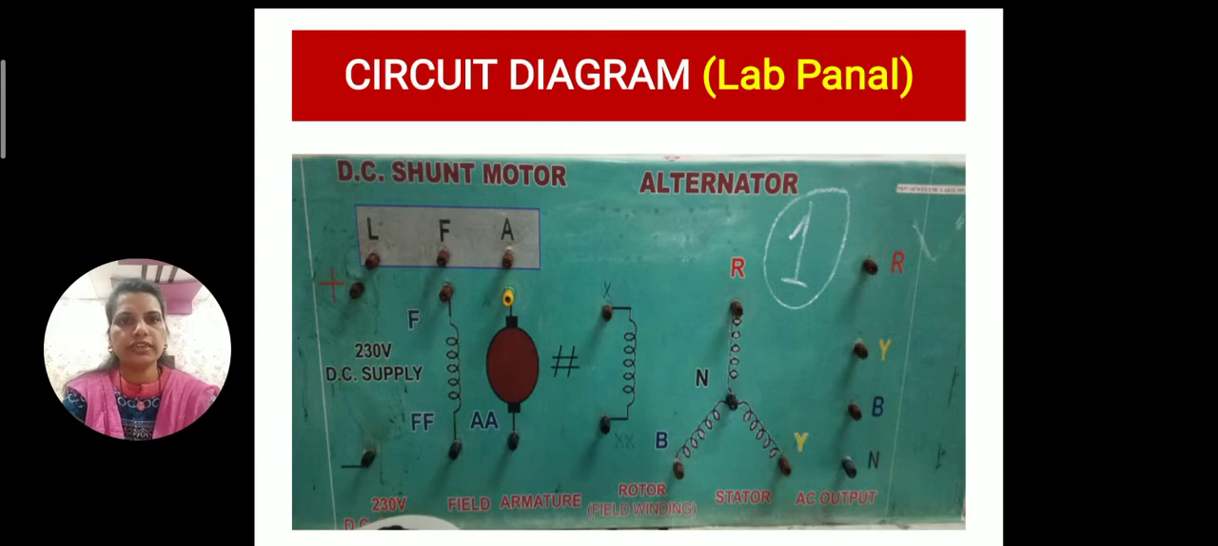There are three terminals again, LFA, that is line, field and armature. After that there is a three-phase supply, that is RYB, and the stator and rotor of the alternator. This DC shunt motor is coupled with the alternator. Here we are going to find Xd and Xq, that is, the direct axis reactance and quadrature axis reactance.